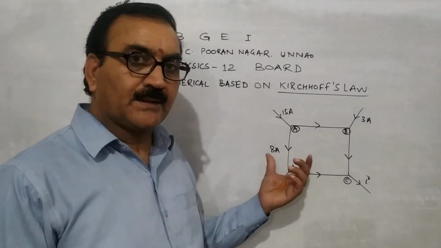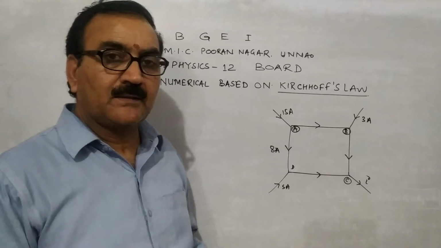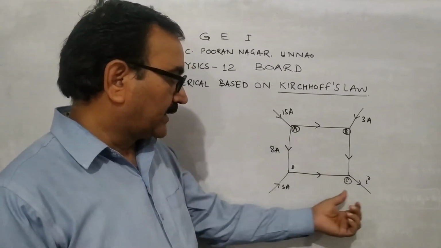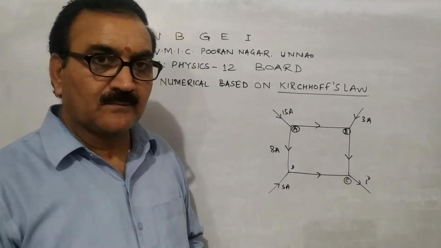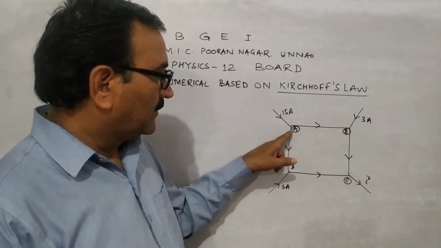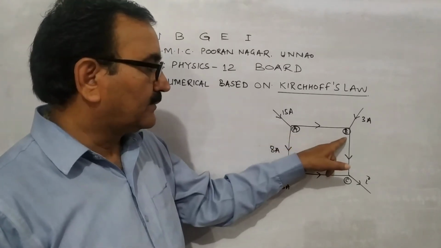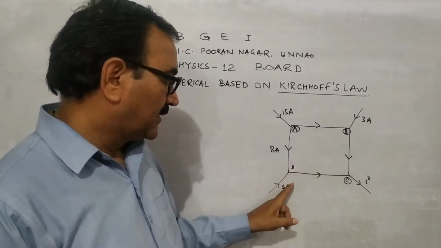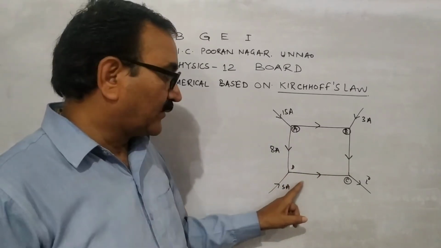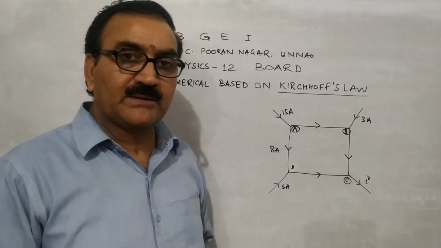Hello students, see here the numerical related to Kirchhoff's first law. How to calculate current I here. Here the point A, this is the junction point, this is B, this is also a junction point, point D, this is also a junction point, point C, this is also a junction point.